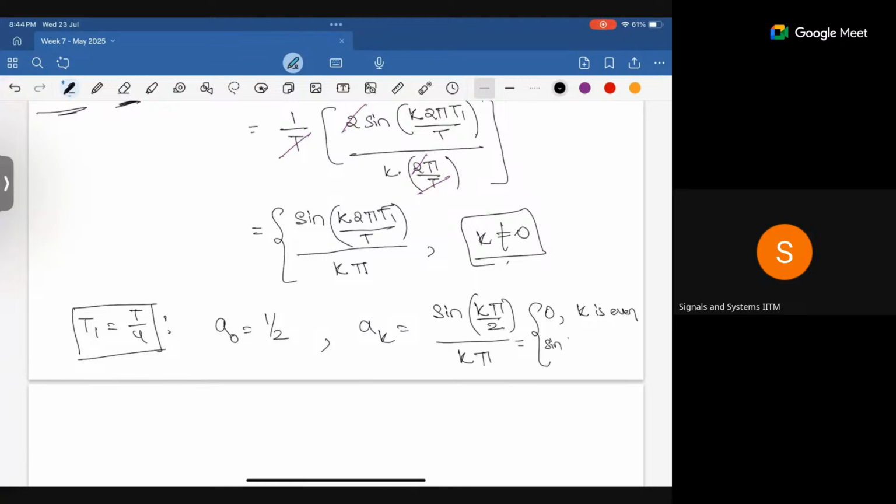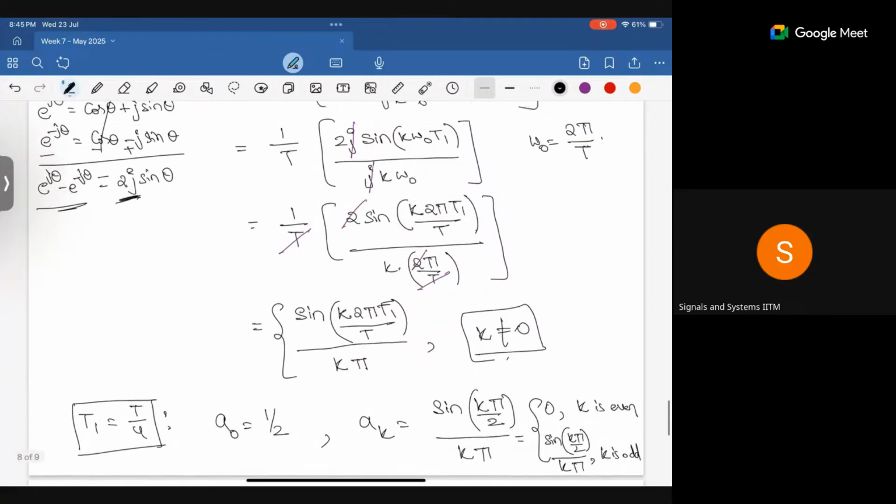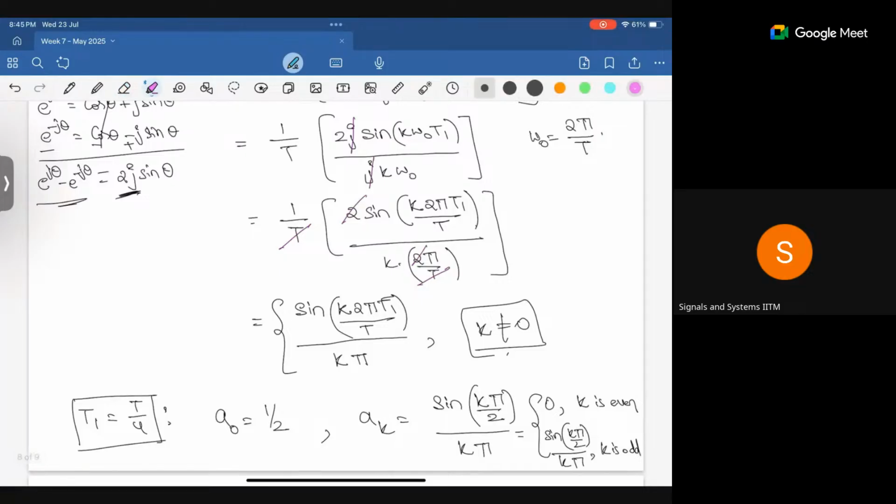When k is odd, this will simply be k pi by 2 divided by k pi. So it will oscillate between +1 and -1, right? So when k is odd, the numerator will be +1 once, -1 the other time. So this is the Fourier series coefficients for the special case. And in general, these are the Fourier series coefficients, and this is how you should use the formula. Okay.